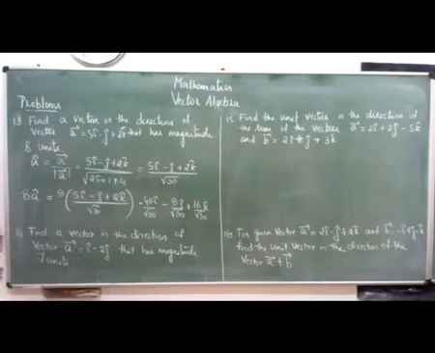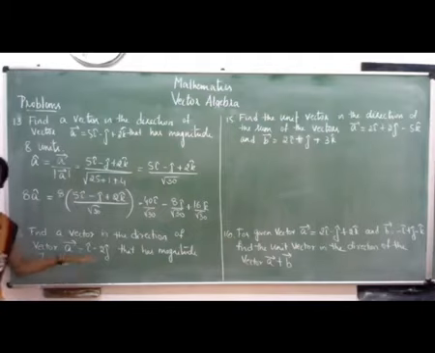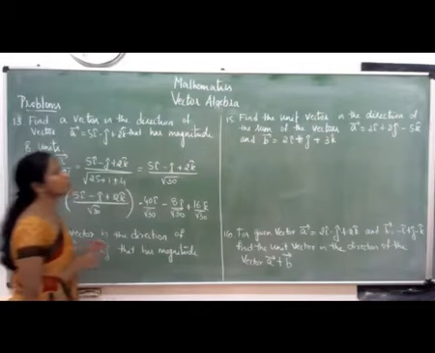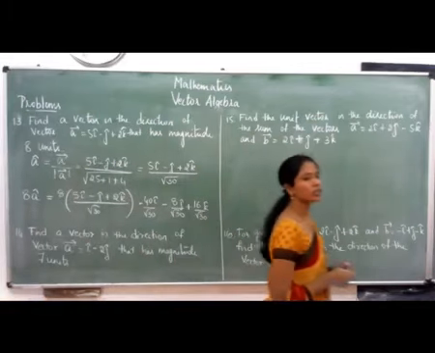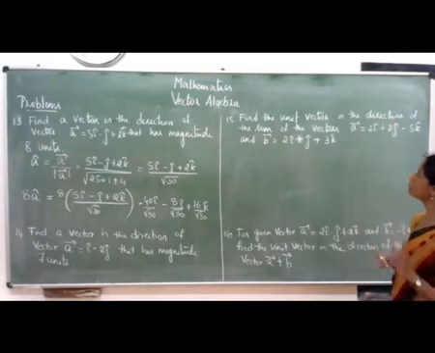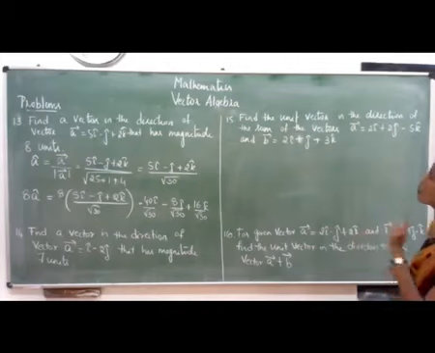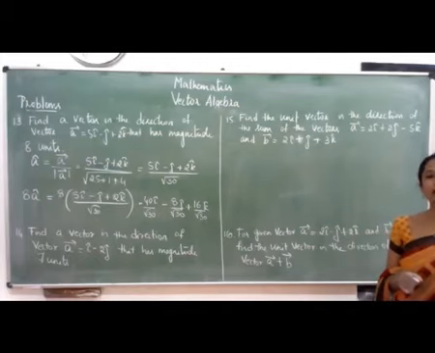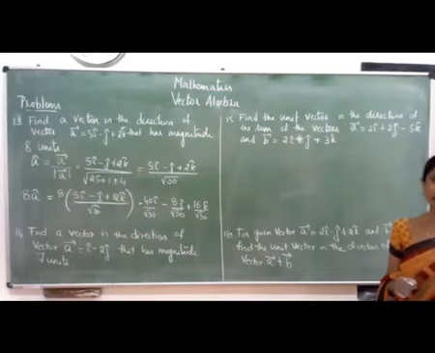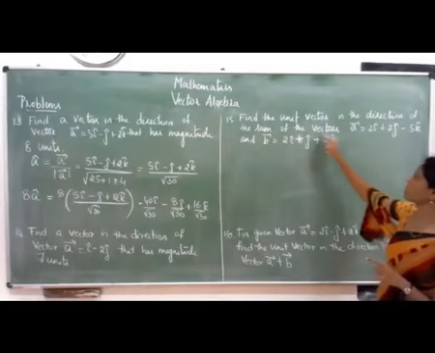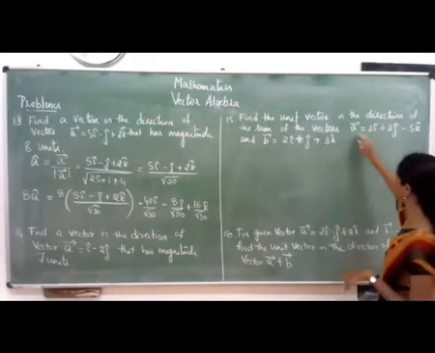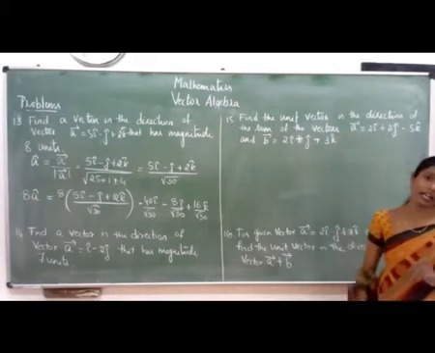Then the next problem is the same kind of problem, only the numericals are changed. I want everyone to complete this. Going on to the next question. Here we need to find the unit vector in the direction of the sum of the vectors. Earlier we used to find the unit vector in the direction of a given vector, any vector. But here we need to find the unit vector in the direction of the sum of vector A and vector B.